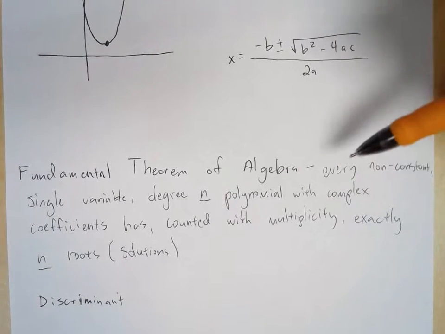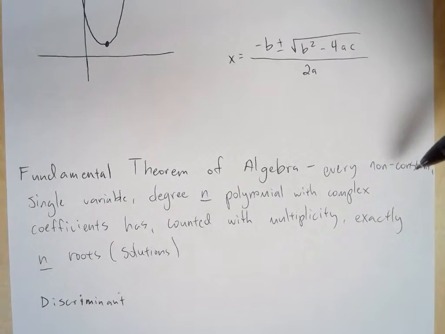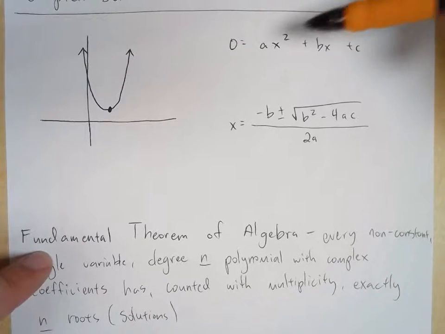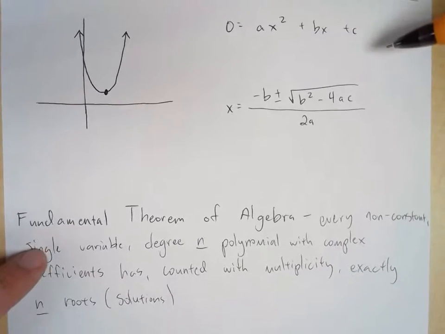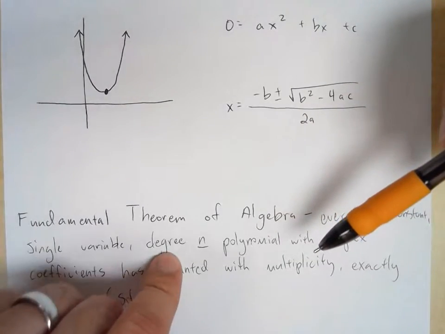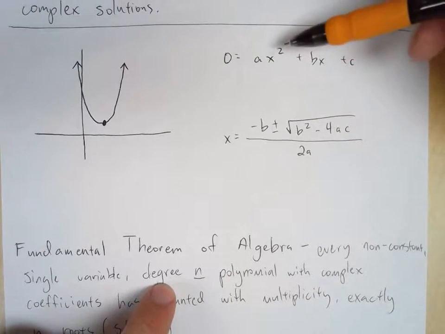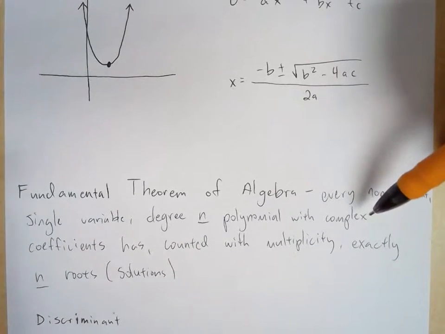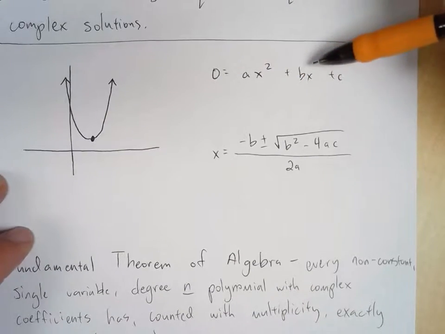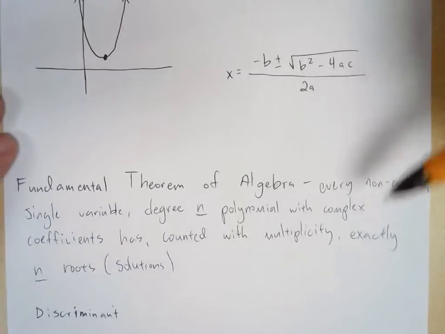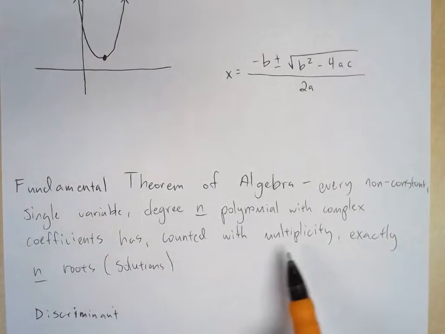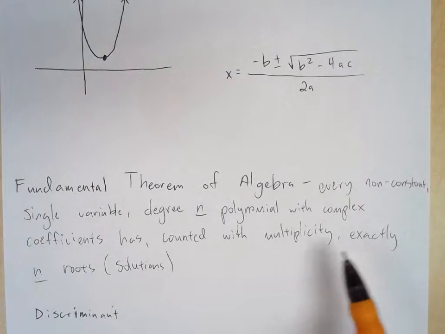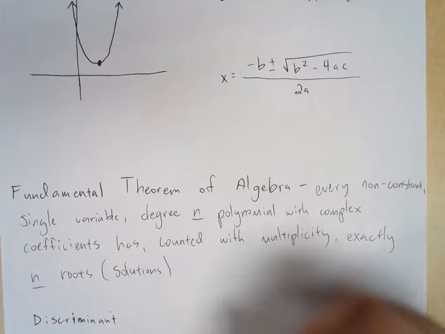So here's what this says. Every non-constant says this is not a single number. Single variable says we just have one variable in here, just x. It doesn't mean it can't repeat itself multiple times, we just have one kind of variable in here. Degree n, remember this degree for a polynomial is the highest exponent, so for quadratics we have a 2 for a degree. With complex coefficients, don't forget complex numbers have a real or imaginary part or both, which says that we just have regular numbers or complex numbers in the place of a, b, and c. Counted with multiplicity. Well, multiplicity is kind of like multiples, which says that you can repeat the same answer over and over, and that's fine.